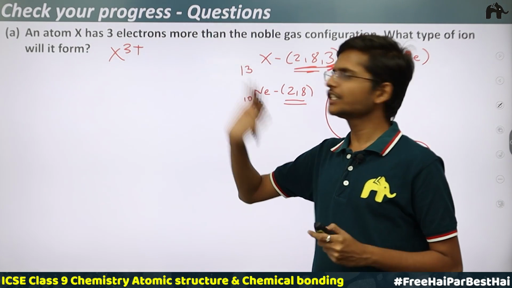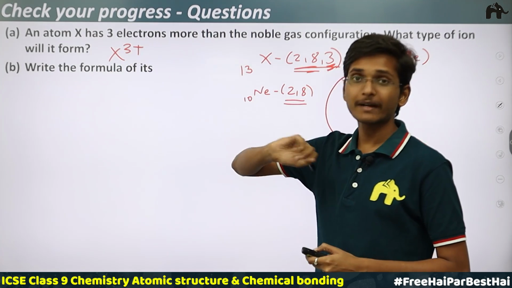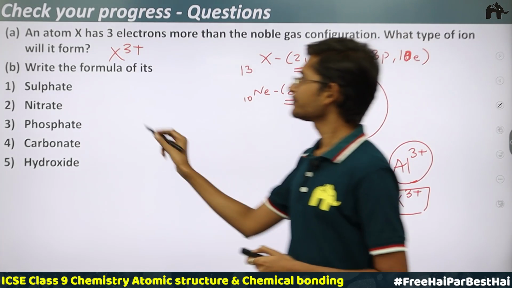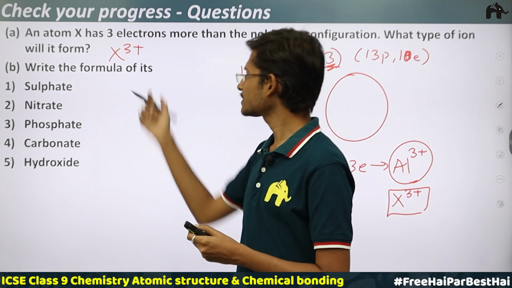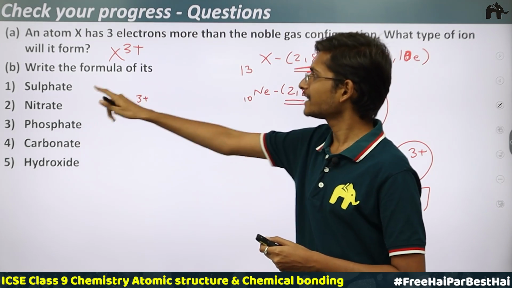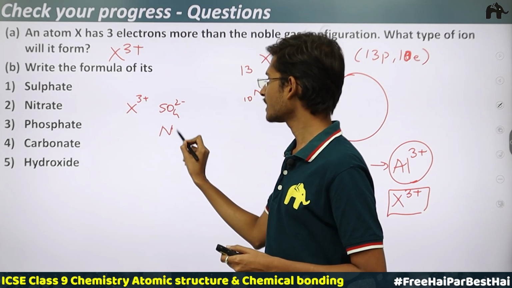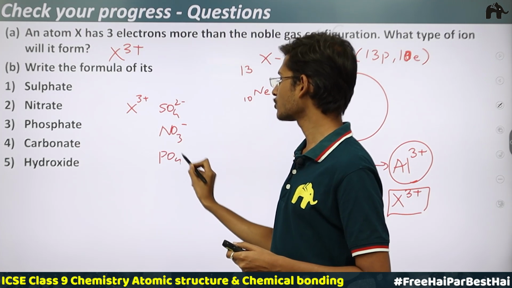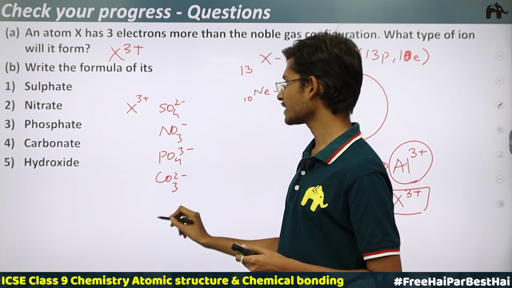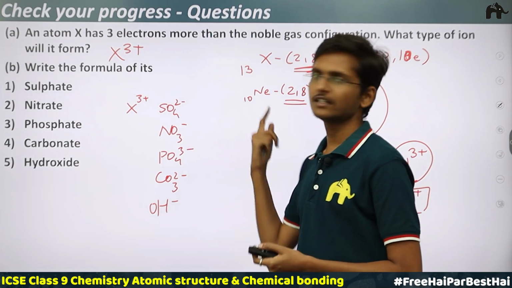In continuation with this, they are saying write the formula of its ions with sulfate, nitrate, phosphate, carbonate, hydroxide. We all know we just take this X3+ as a radical now. Sulfate is SO4 2-, nitrate is NO3-, phosphate is PO4 3-, carbonate is CO3 2-, and hydroxide is OH-. Now we just need to use the crisscross method and write the formula.